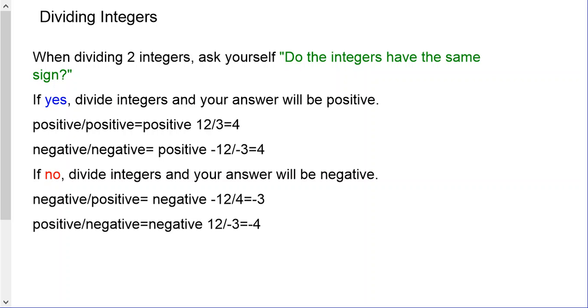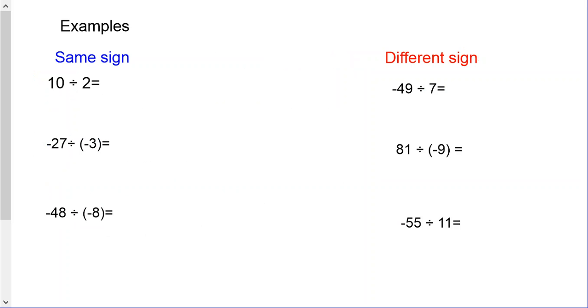All right, let's look at some examples. So, same sign, 10 divided by 2. That one's easy. We got 5. Negative 27 divided by negative 3. So how many groups of negative 3 are there in negative 27? There are 9 groups of negative 3 in negative 27. Negative 48 divided by negative 8. How many groups of negative 8 are there in negative 48? And there are 6. So negative 48 divided by negative 8 will give you a positive 6.